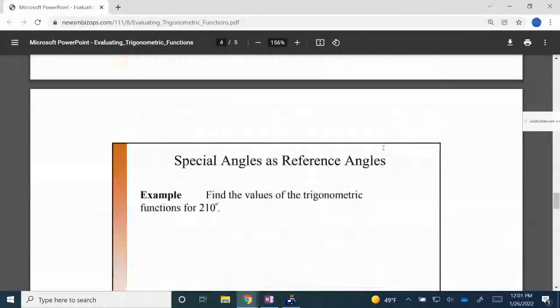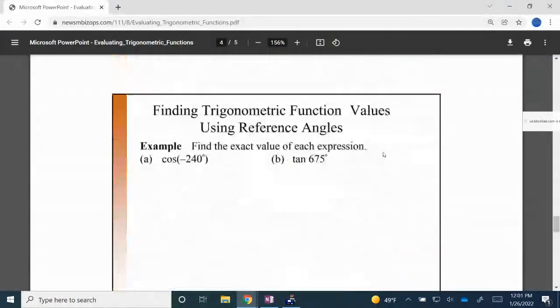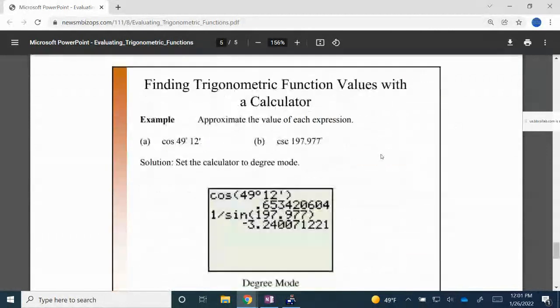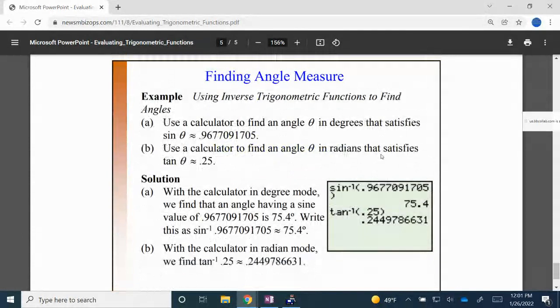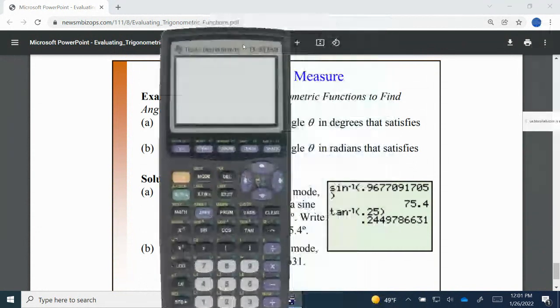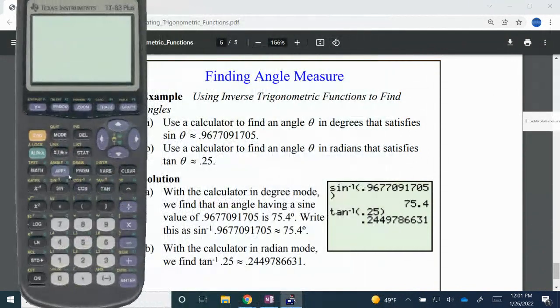All right, next I'm going to scroll down a little bit on the lecture notes, and I want to talk about how to find an angle measure. Right, so we find angle measures on the calculator by using these inverse functions, or they're sometimes called arc functions.